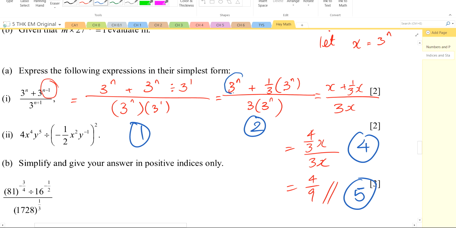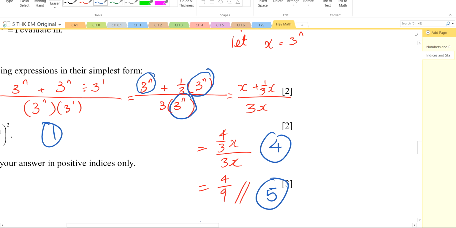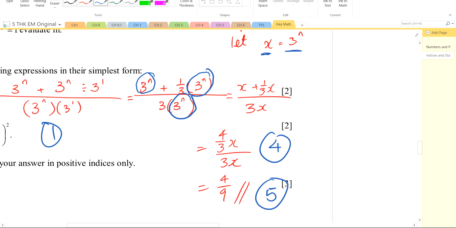See, I've got 3 to the power n, then plus 1/3 of 3 to the power n, divided by 3 times of 3 to the power n. Huh? Why is it 1? Because of this one. Then I let x be equal to 3 to the power n, because we might find it very hard to do 3 to the power n plus 1/3 of 3 to the power n, and so on and so forth, straight away.